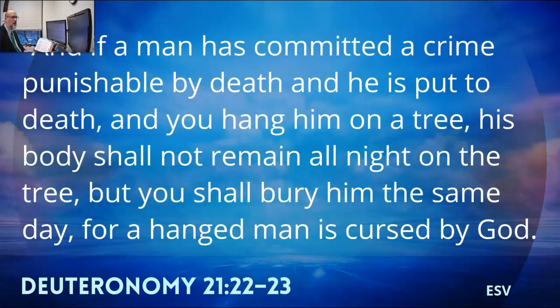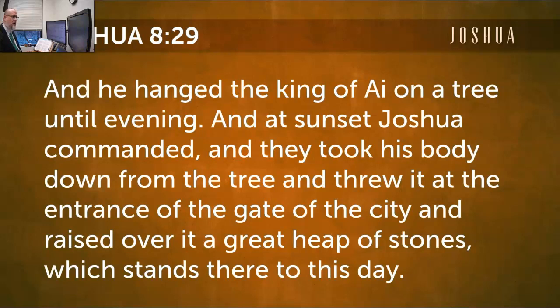If a man committed a crime punishable by death and he's put to death, you'll hang him on a tree, and his body will not remain all night on the tree, but you'll bury him the same day, for the hangman is cursed by God. And of course, in Joshua 8, it says they hanged the king of Ai on a tree until evening. At sunset, Joshua commanded, and they took his body down from the tree and threw it in the entrance of the gate of the city and raised over it a great heap of stones, which stand to this day.